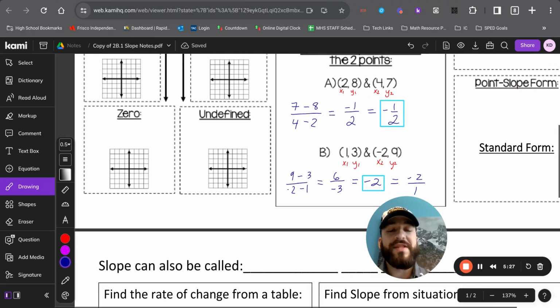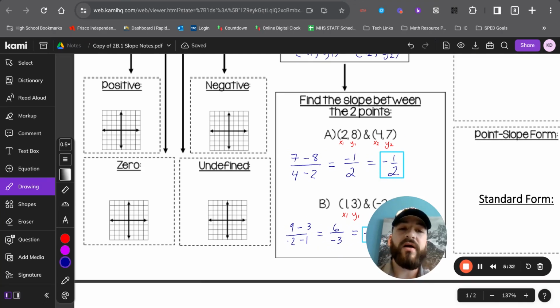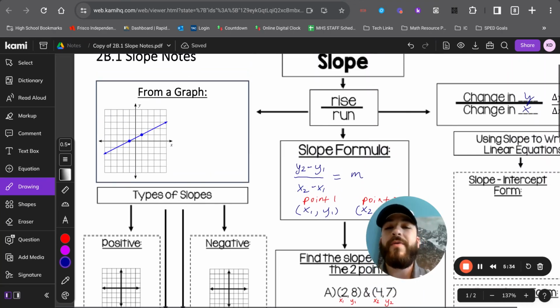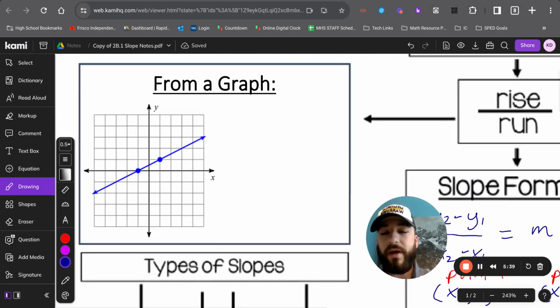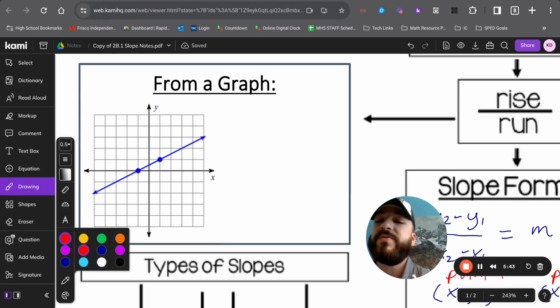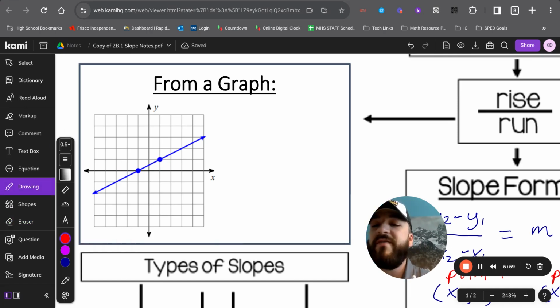Okay, so that's how we find slope from 2 points, but we can also find slope from a graph. If I am given a graph like the one I have over there on the left, I could use that slope formula. I could take these 2 points right here and do my slope formula, and that is totally fine. But once we have a graphic representation of slope, we can just look for that rise over run. So I can just start at my first point.